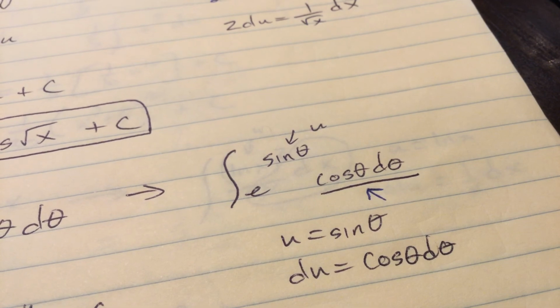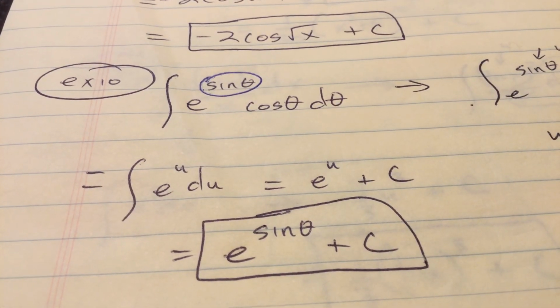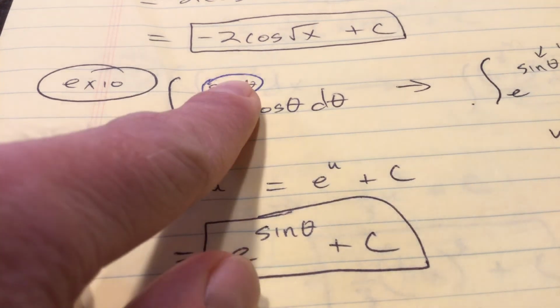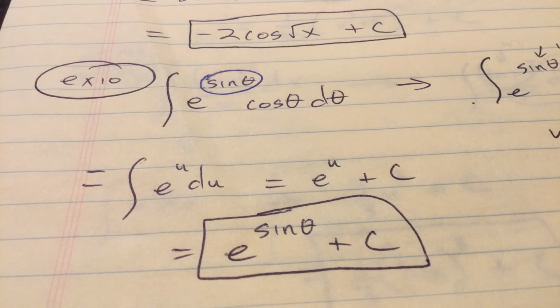So this really couldn't be easier. e to the u du. e to the u plus c. Again, folks, the antiderivative is if you take the derivative of this, you will get that. So some of you might know that automatically if you're good with the antiderivatives, and good for you.